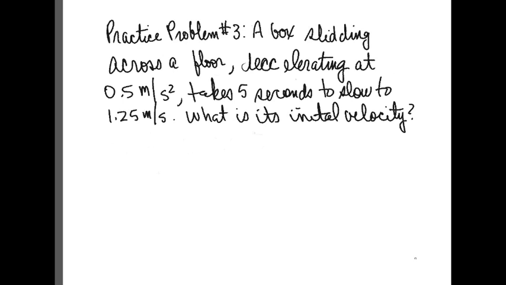Practice problem number 3. A box sliding across the floor, decelerating at 0.5 meters per second squared, takes 5 seconds to slow to 1.25 meters per second. What is its initial velocity? Little heads up here. You're told the box is decelerating, so you know that the value of the acceleration must be negative. Go ahead and use either the definition of acceleration or v2 equals v1 plus at, however you want to do it. Suggestion again, as always, stop the video, work the problem, compare your answer to what's on the screen.